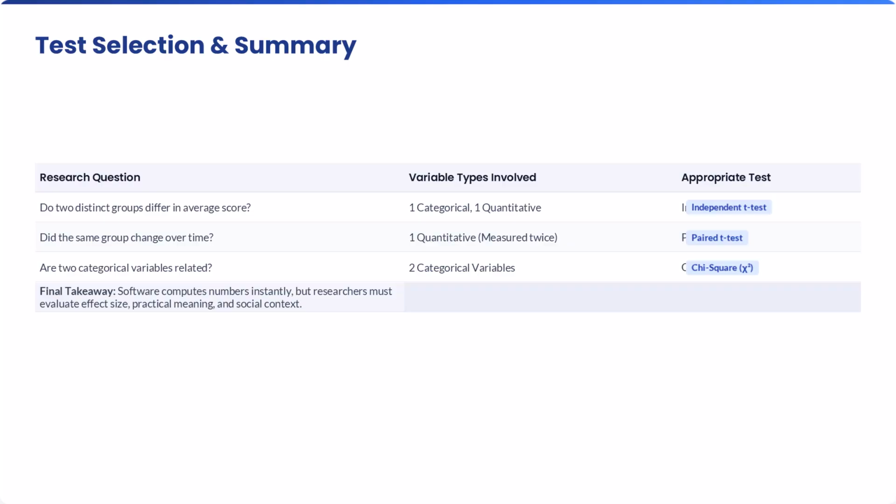To wrap up Chapter 6, use this decision matrix as your study guide. When comparing averages between 2 separate groups, choose the independent samples t-test. When evaluating changes across time for the same individuals, use the paired samples t-test. When analyzing relationships between categorical variables, use the chi-square test. In our upcoming chapter, we take the next logical step, moving from group comparisons to examining associations between 2 continuous quantitative variables using scatter plots and correlation coefficients.